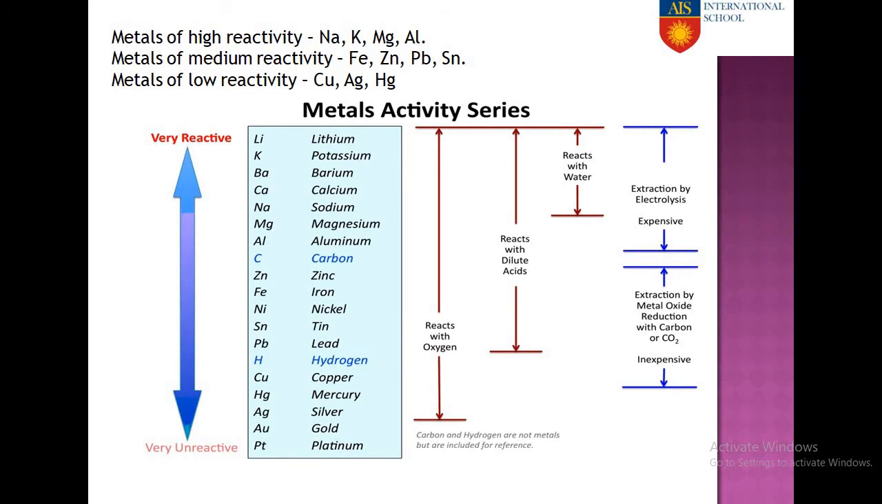Metals of high reactivity are sodium, potassium, magnesium, aluminium. Metals of medium reactivity are iron, zinc, lead, tin. Low reactivity are copper, silver, mercury. Clear? And gold and platinum are non-reactive. This is the metal reactivity series, but carbon and hydrogen are non-metals.